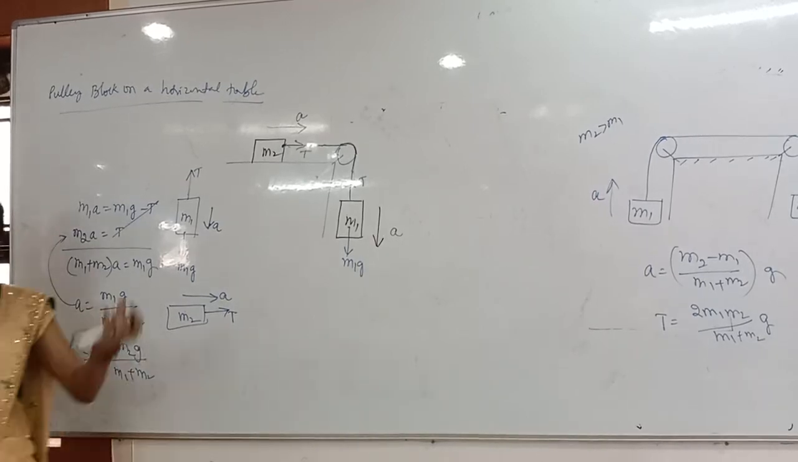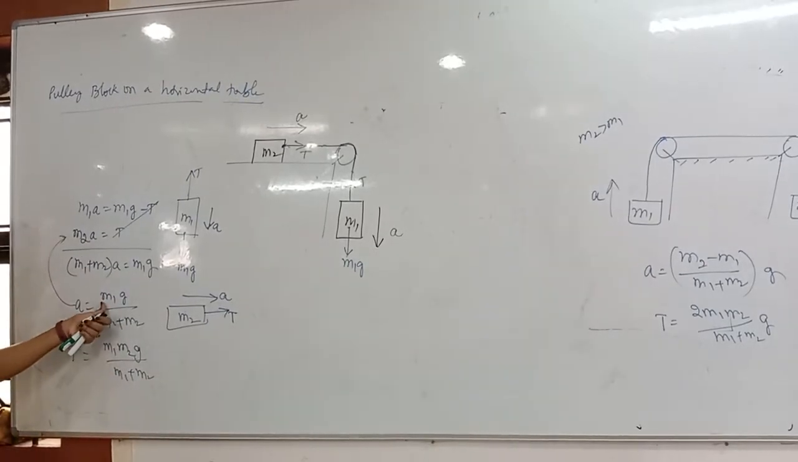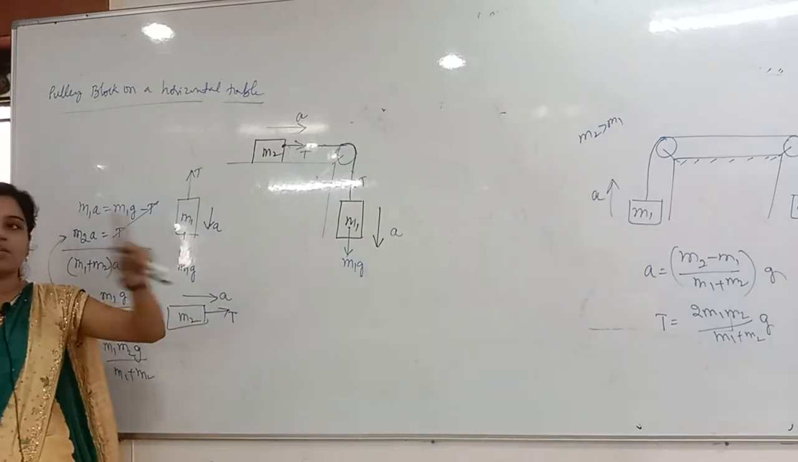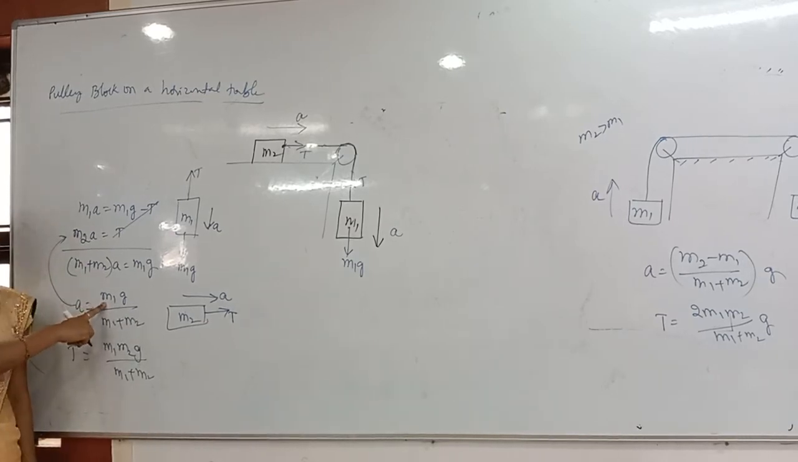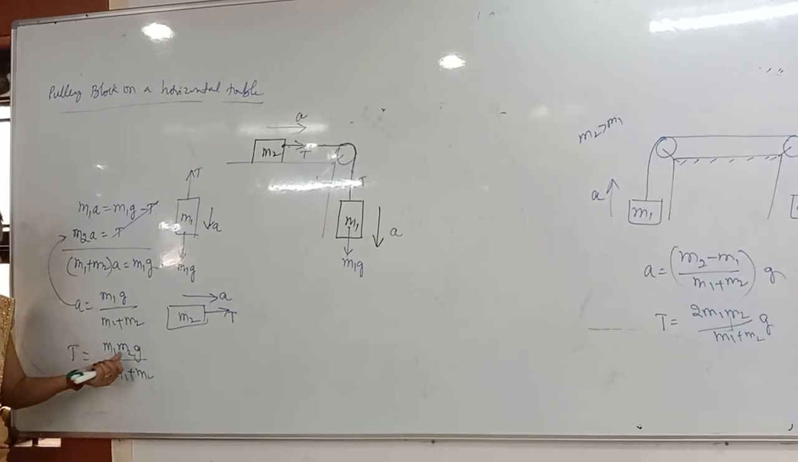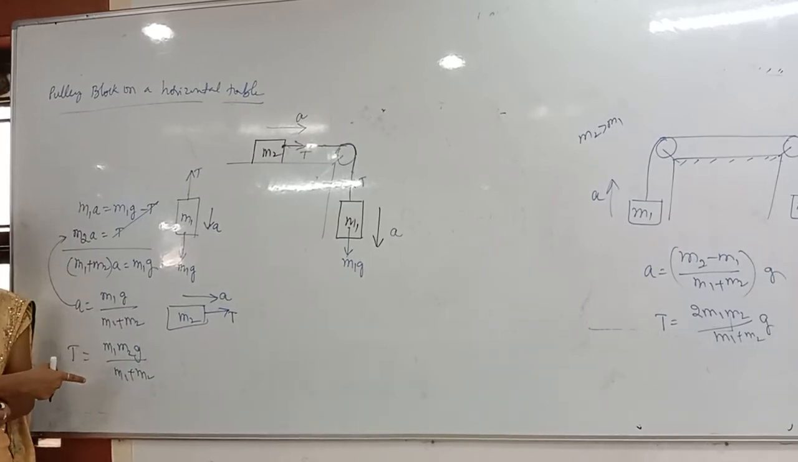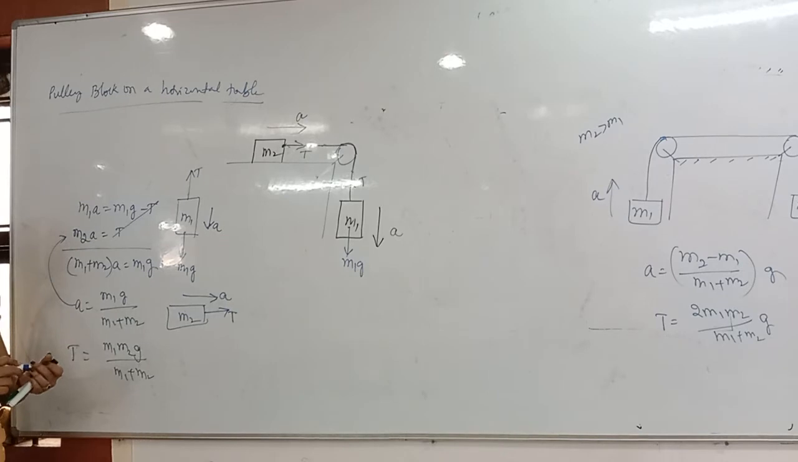In the upward motion case, two masses were hanging, so we got 2 there. But here, how many masses are hanging? Only m1 is hanging, so we get only m1. If m2 were hanging, we would get only m2 here. Remember that: whichever mass is hanging, that mass only you will get. Then tension: there, 2 were hanging, so 2 m1 m2 g by (m1 plus m2). Here just m1 m2 g by (m1 plus m2). If you remember the upward motion formulas, you can remember this one easily. Otherwise, you can derive it like this. Any method is correct.